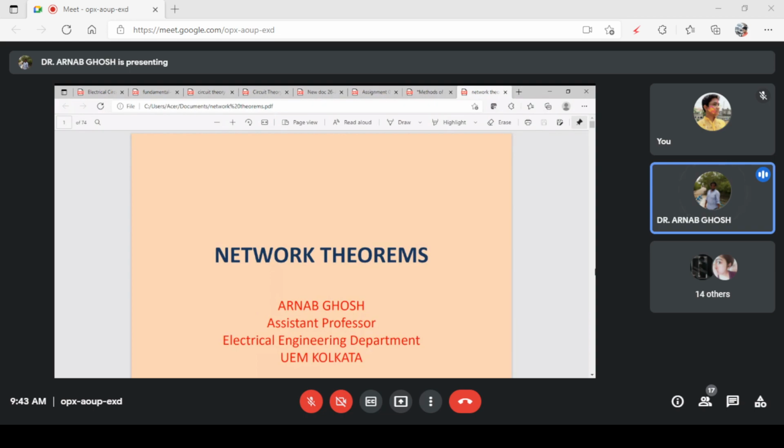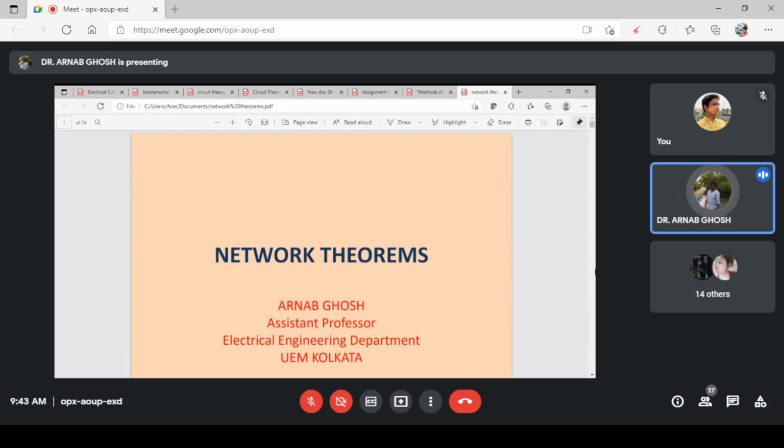Okay. And if there is a super mesh, that is, you are having a current source between two meshes, then you have to apply mesh analysis. These are the first 2 points. And the third point is that you have to frame the equations based on nodal analysis as well as mesh analysis, so that you can easily solve it.